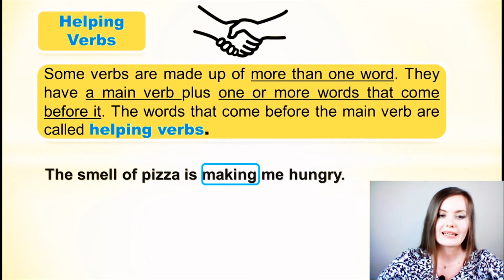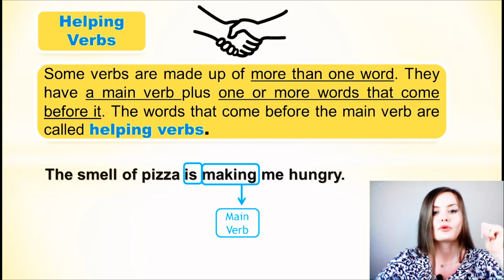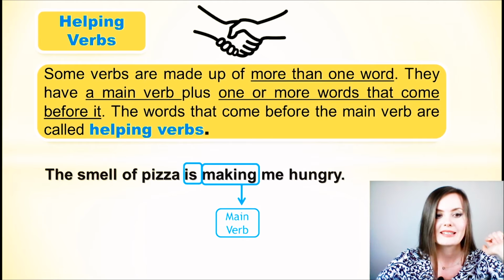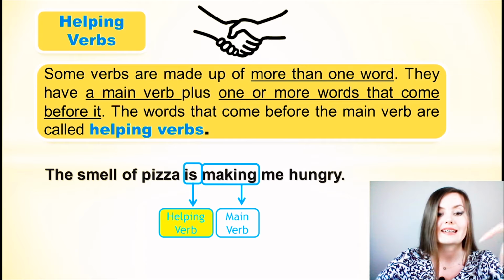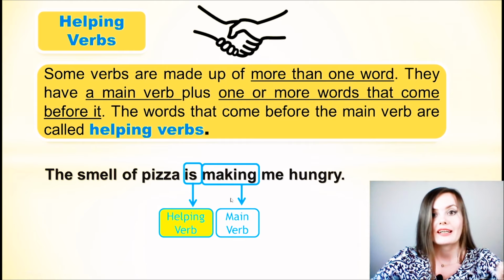So, making is a main verb, plus one more word that comes before it, right? So, is is a verb that comes before it, and is a helping verb. In this case, it helps the main verb making to show that this is happening at the moment.